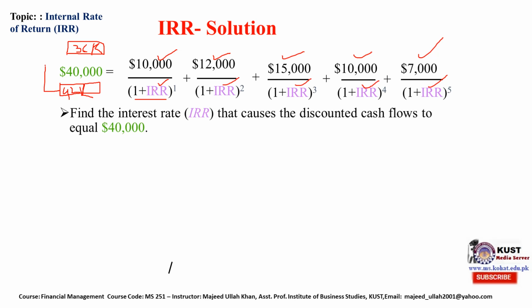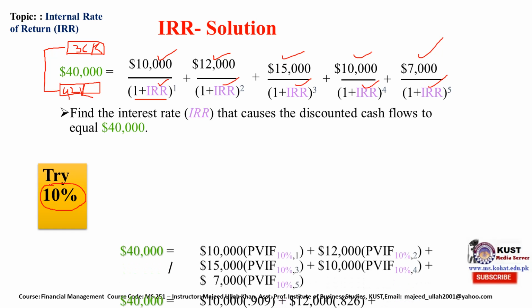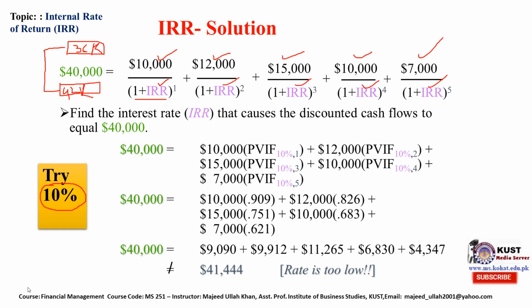So in between these two rates, we will calculate internal rate of return. For example, first we are going to try 10% discount rate. Is IRR less than or greater than 10%? So we will use table of present value.